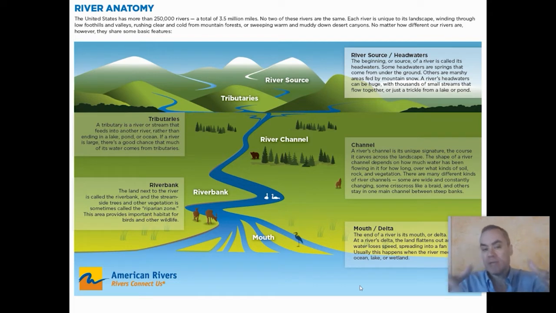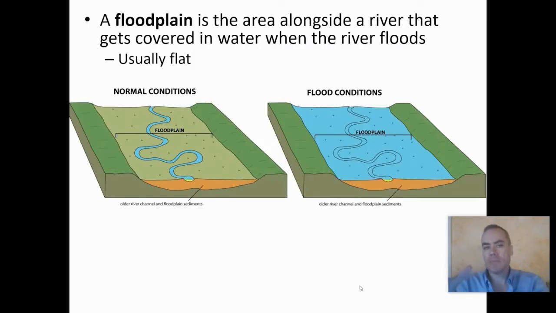There may be lots of animals and plants that live in those river banks, and that's called a riparian ecosystem. And finally, the river ends, it connects to a lake or an ocean, and that's called the mouth. So we go from the headwaters or the source at the beginning, all the way down the channel to the mouth.